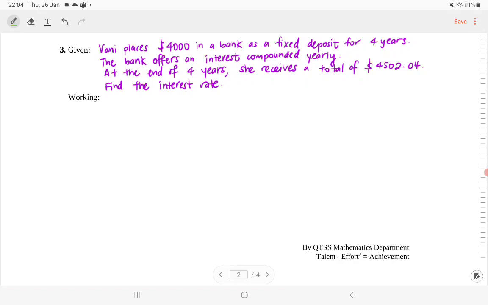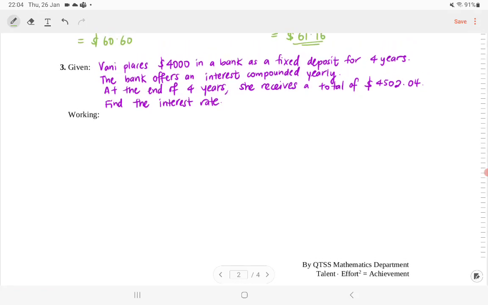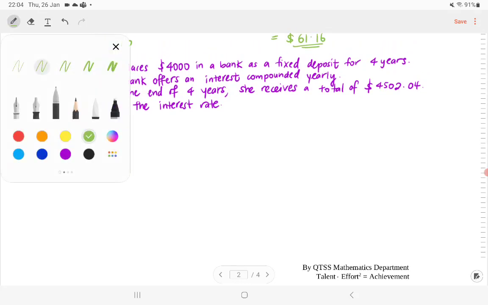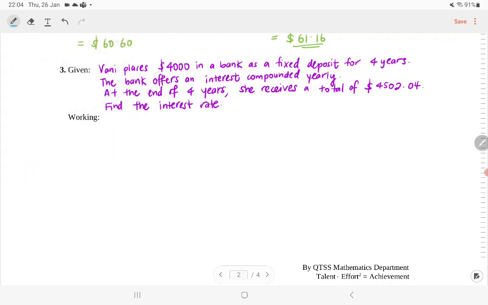Vani places $4,000 in a bank as a fixed deposit for 4 years. So you have some information given. $4,000 is the principal amount. 4 years is the time. The bank offers an interest rate compounded yearly, so we know that it's compound interest, not simple interest. At the end of the 4 years, she receives a total of $4,502.04.